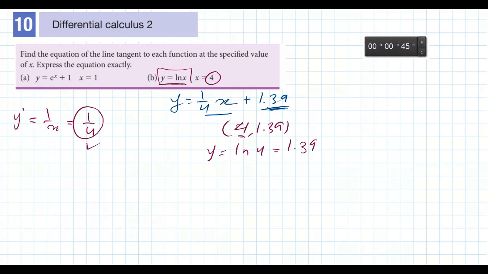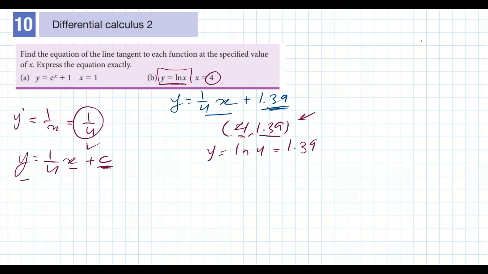After finding the gradient, you substitute in the y-intercept equation, like y equals 1 over 4x plus c. Then you need to find the y-intercept. You substitute using this point. Instead of x, you put 4, and instead of y, you put 1.39.